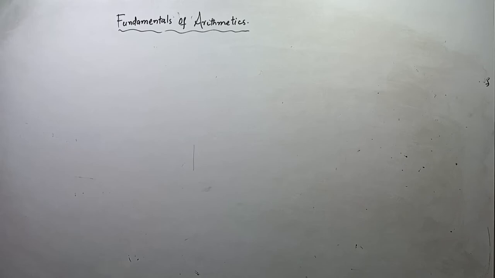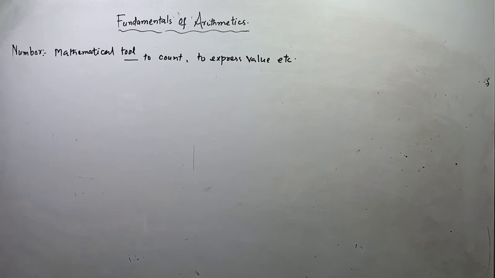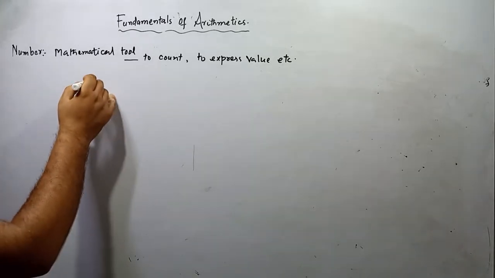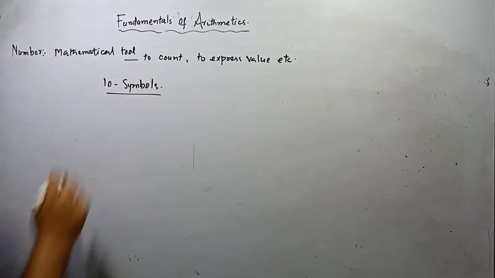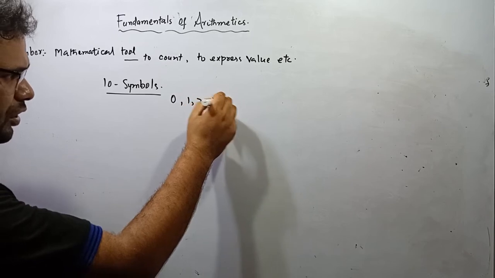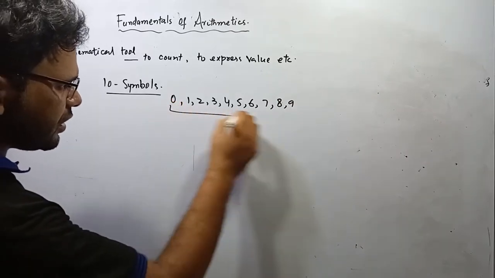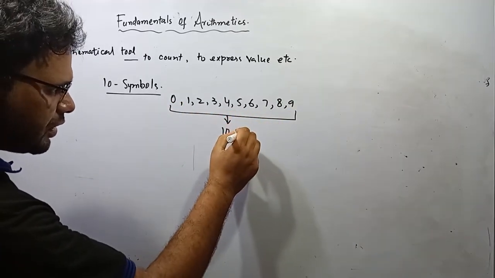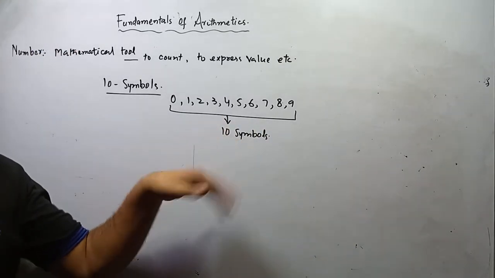Let's start with the very basic thing, that's the number. A number is a mathematical tool which is used to count and to express values. Simply 1, 2, 3, 4, minus 1, minus 2, these all are numbers. Now you can see here we have 10 symbols that we are using repeatedly in our number system. What are those? 0, 1, 2, 3, 4, 5, 6, 7, 8, 9. These are 10 symbols, and these 10 symbols are repeatedly used.